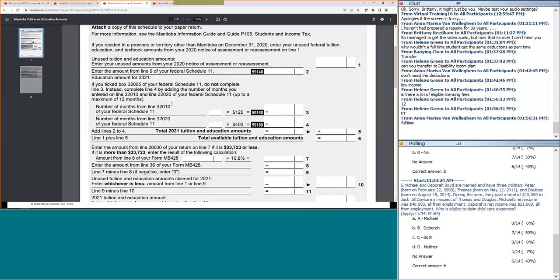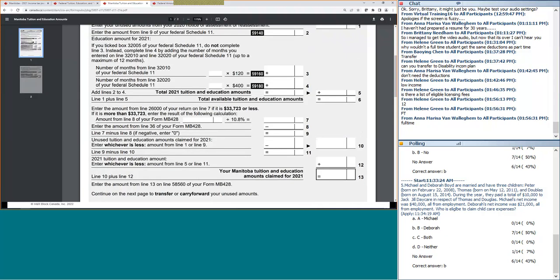Then we have an education and textbook amount. So this is an old thing that used to be federal. Now for Manitoba, it's just provincial. Not every province has it. This is why we need to know part-time and full-time. Every month you're part-time, you get another $120. Every month you're full-time, you get another $400. So we get a little bit extra because you're full-time or part-time in Manitoba.